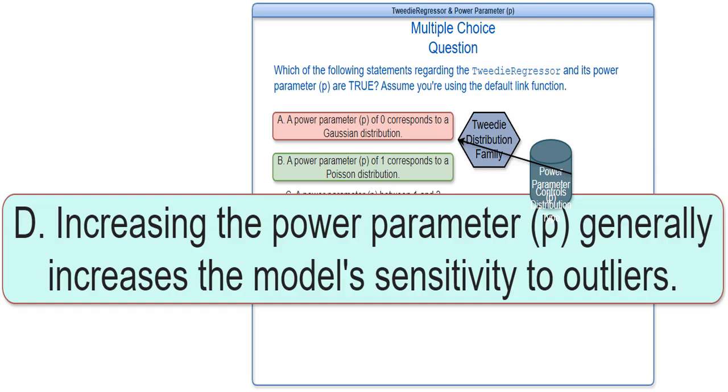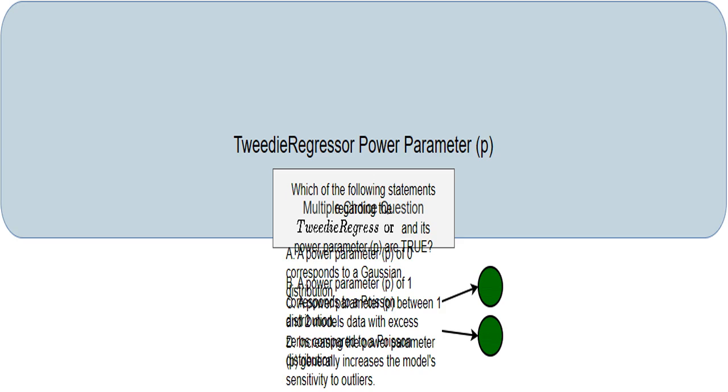Actually, the opposite is true. Increasing p makes the model less sensitive to outliers. Outliers are those extreme values that can pull your model's predictions away from the majority of the data. A higher p means that the model is less influenced by those few extreme values.